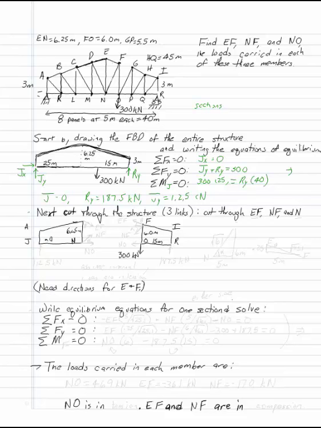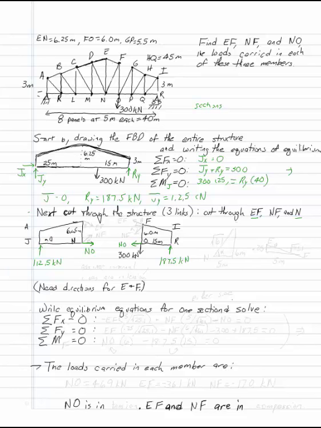I only have three links that I'm looking for, so I'm going to cut through EF, NF, and NO. If I do that, I will have bits and pieces of these loads on each of my two sides. They need to be equal and opposite. So the first thing I'm going to do is add the reaction loads that we just solved for. That's the one at J, and this is the one at R. Now, for example, if I cut through NO right here, I will have a reaction on this side, NO, and an opposite reaction on this side of NO.